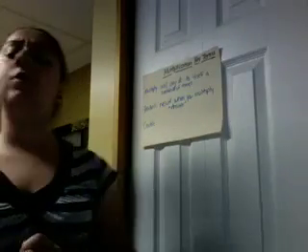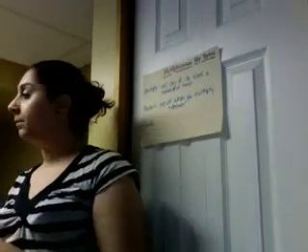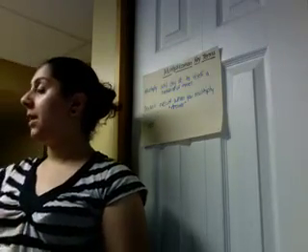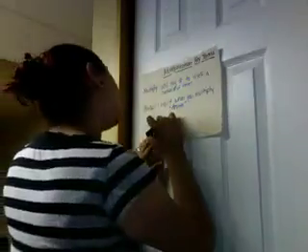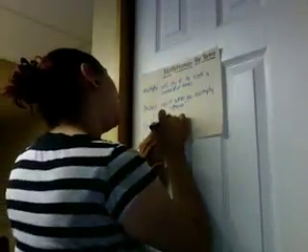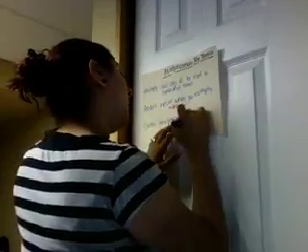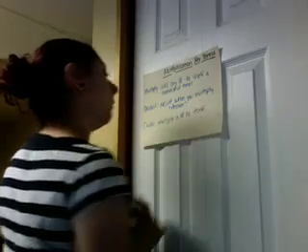Good. How about when you double something? What does double mean? Double means to multiply a number by itself. Good job. Okay.